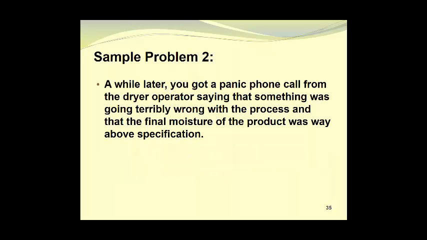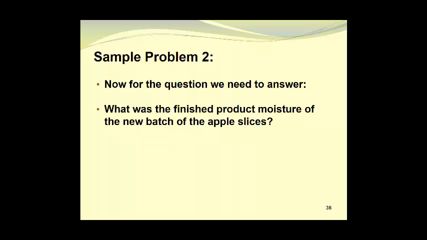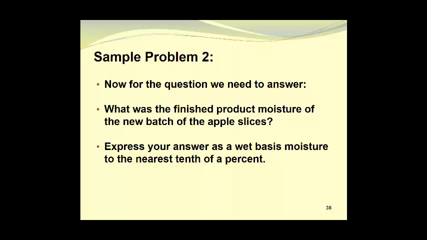A while later, you got a panicked phone call from the dryer operator saying that something was going terribly wrong with the process and that the final moisture of the product was way above specification. Now for the question we need to answer. What was the finished product moisture of the new batch of apple slices? You should express the answer as a wet basis moisture to the nearest 0.1%.